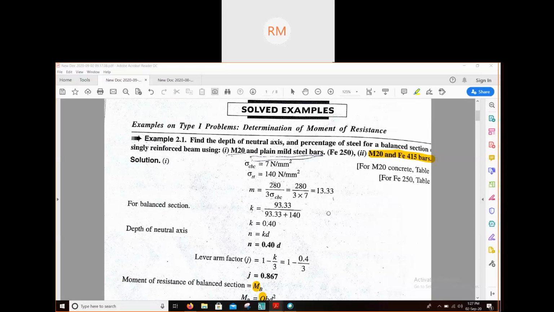230 Newton per mm square. Yes, 230. Okay, so now with this value, try to solve this and find out the value of n, find out the value of j, find out the value of moment of resistance. Try to solve it. All of you, please try to solve it.